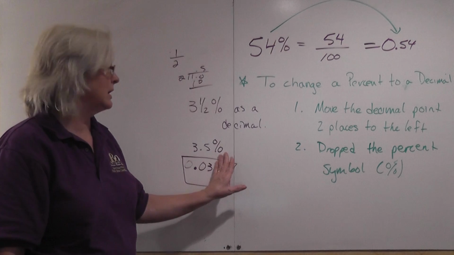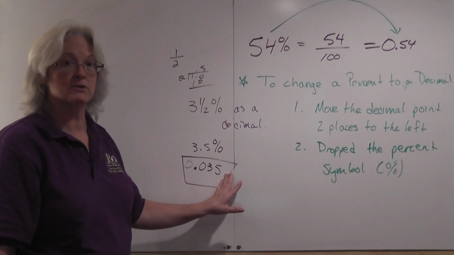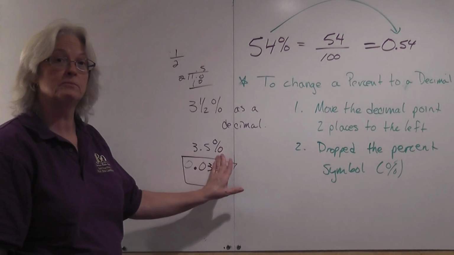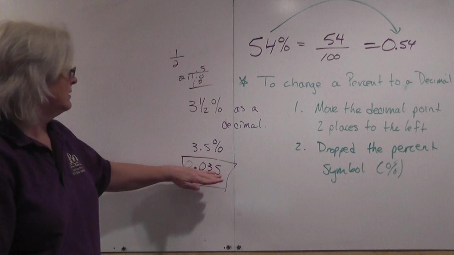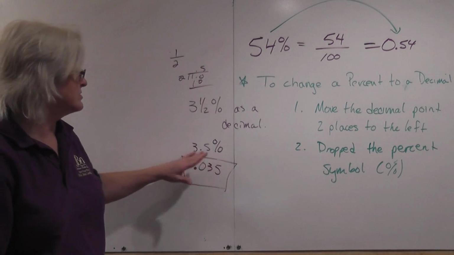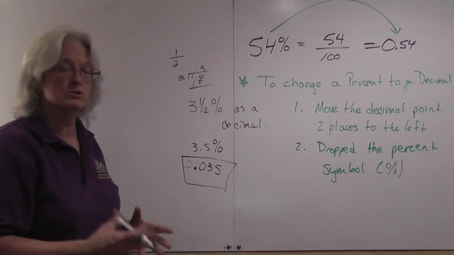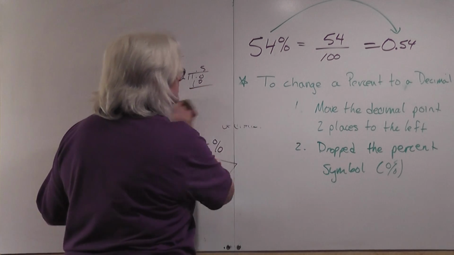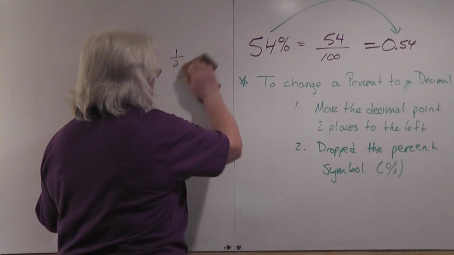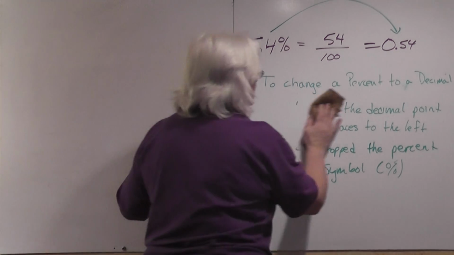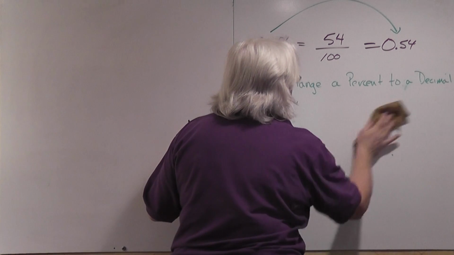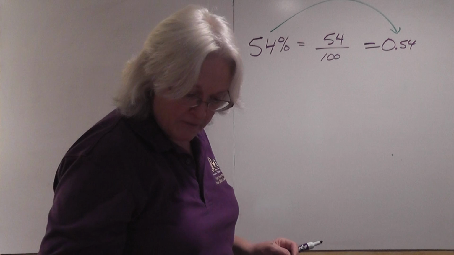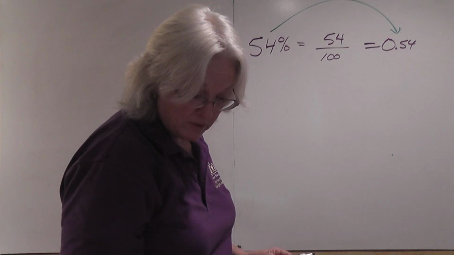35 over 1,000, 0.035. So what do you do if you have a decimal number that you change to a percentage? Well, we're going to do that next. But let me pick one final example here where we have a fractional percentage. Let me pull one from your homework.